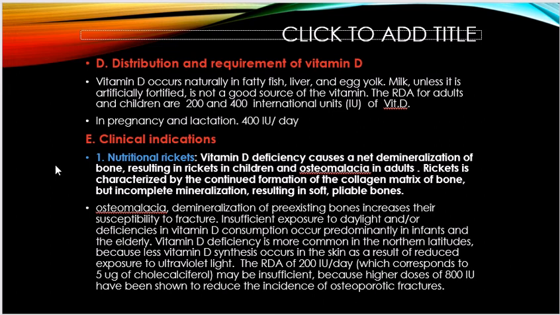Insufficient exposure to daylight or deficiency in vitamin D consumption occurs predominantly in infants and the elderly. Vitamin D deficiency is more common in the northern latitudes because of less availability of sunlight and the deficiency in the synthesis of vitamin D as a result of reduced exposure to sunlight and ultraviolet rays.